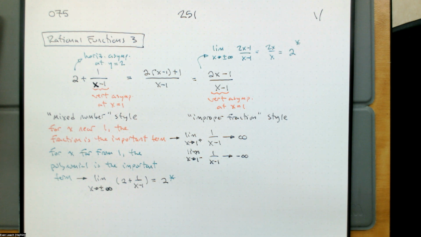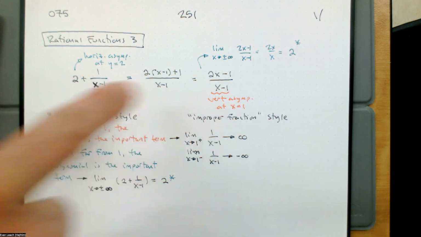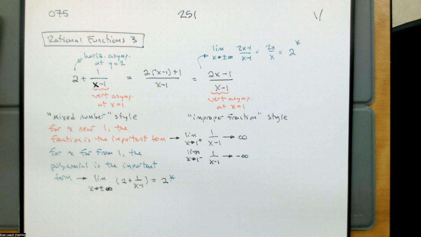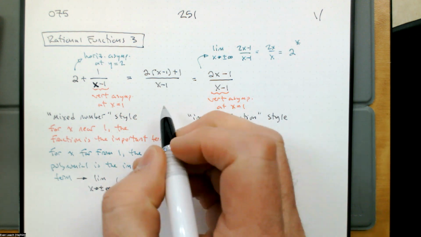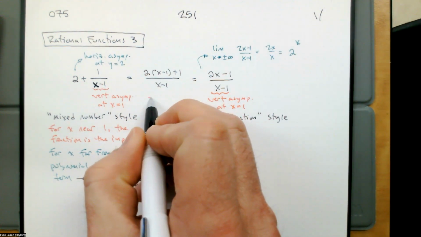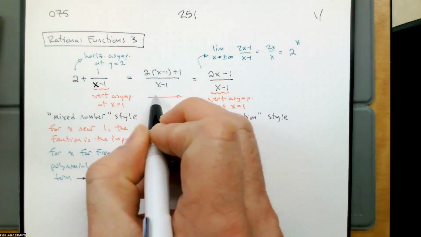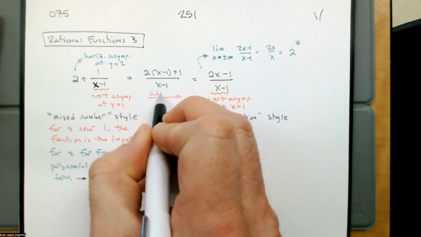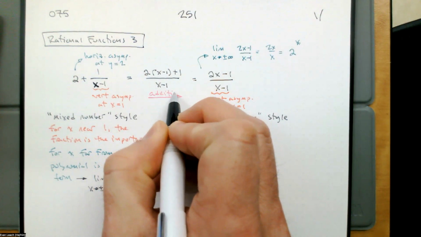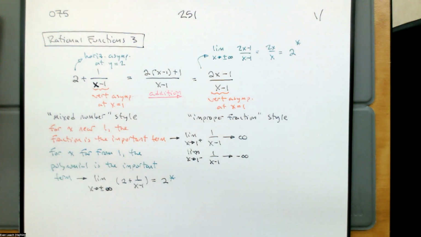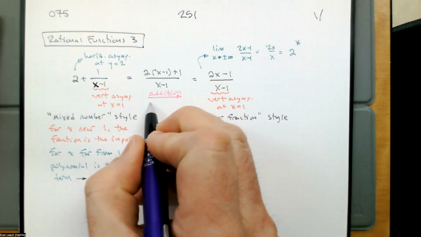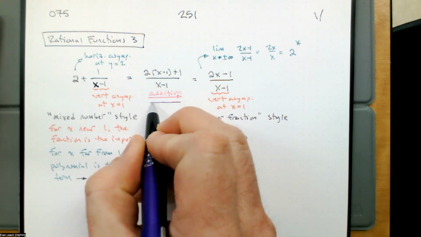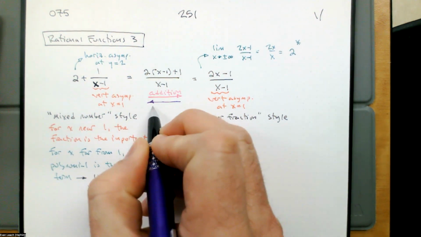From an algebra standpoint, going from this mixed number style to the improper fraction style, that's just adding fractions. Going backwards is long division like we saw yesterday. So going from mixed number style to improper fraction style, that's just addition. And going backwards from improper fraction style back to a mixed number style, we can get there with just long division.